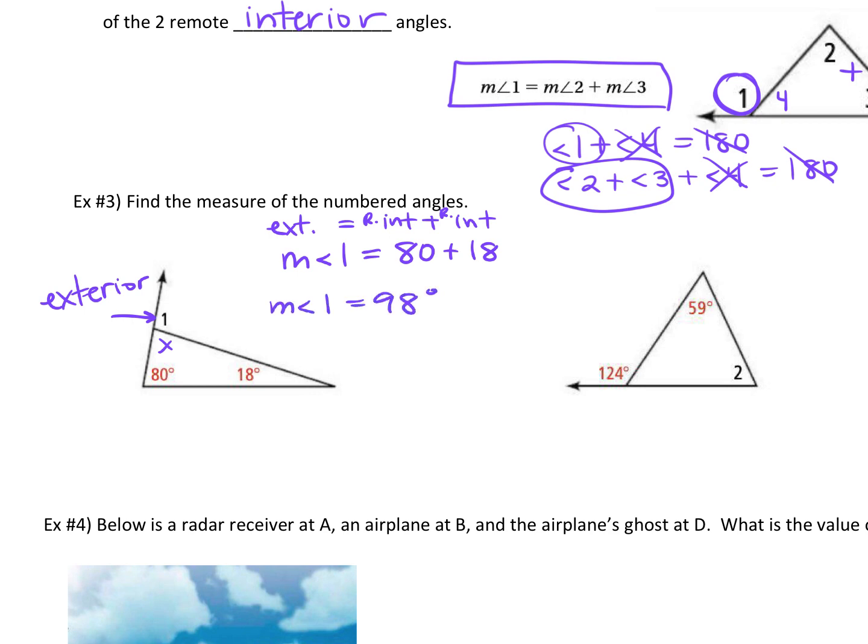Does anyone see a different way to find it? How could you get to the measure of angle 1 without adding 80 and 18? Nick? Does 98 plus 80 plus 18 make 180?